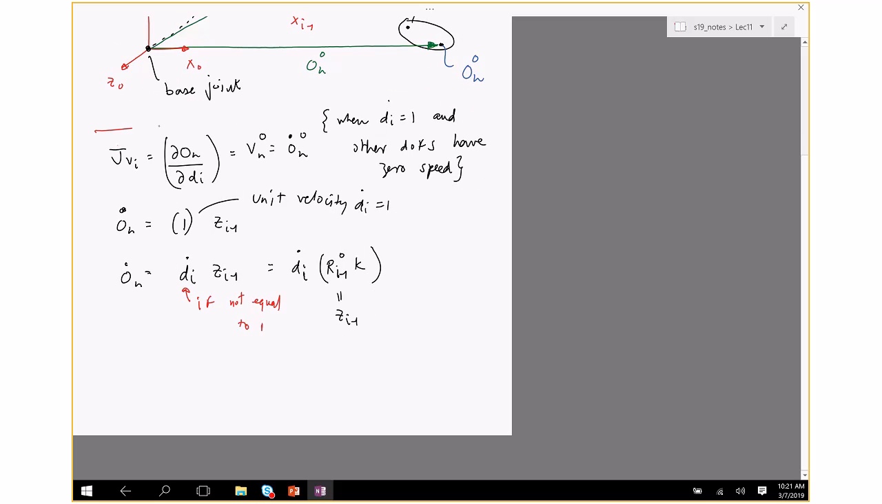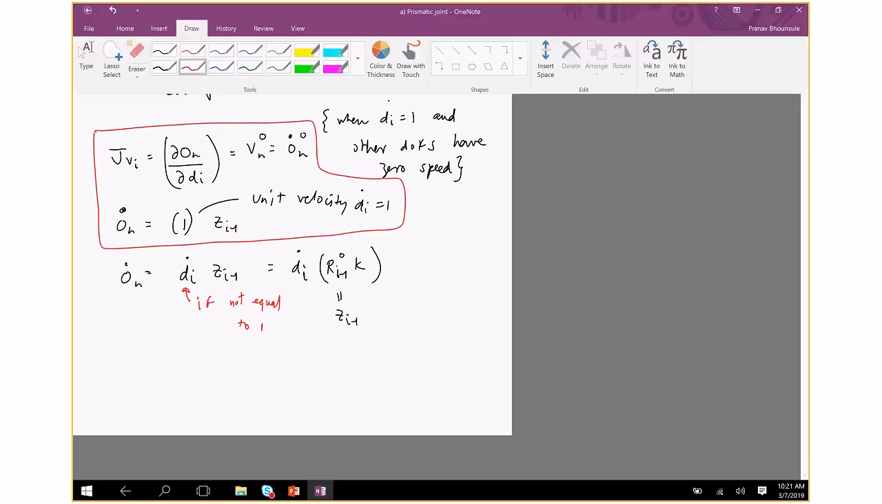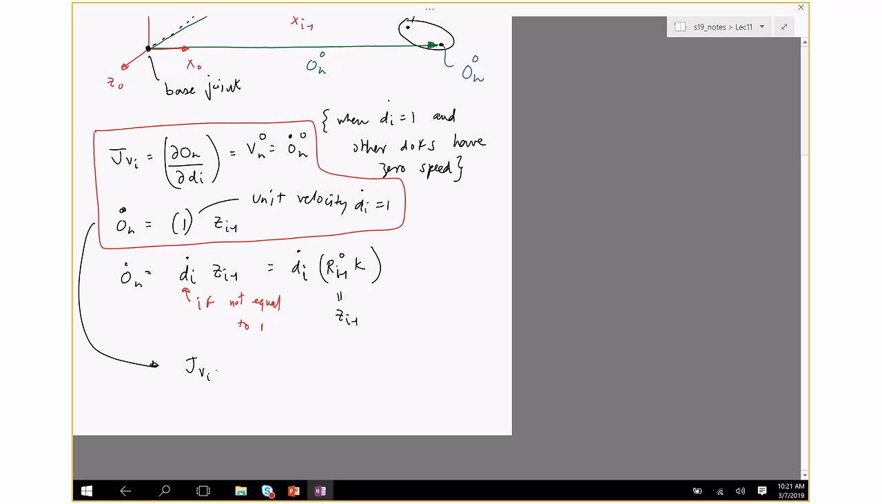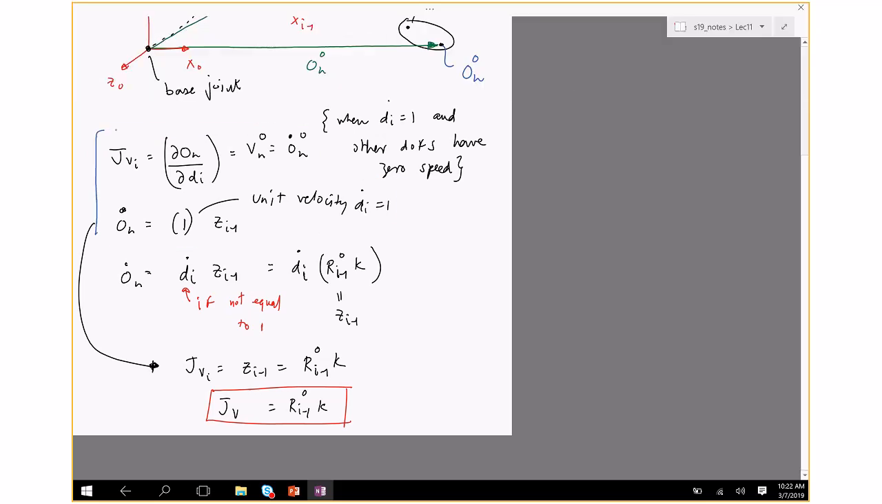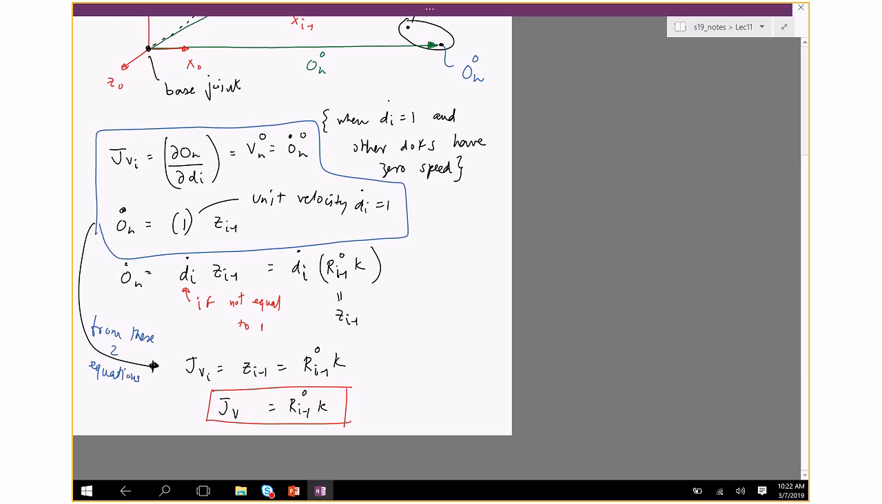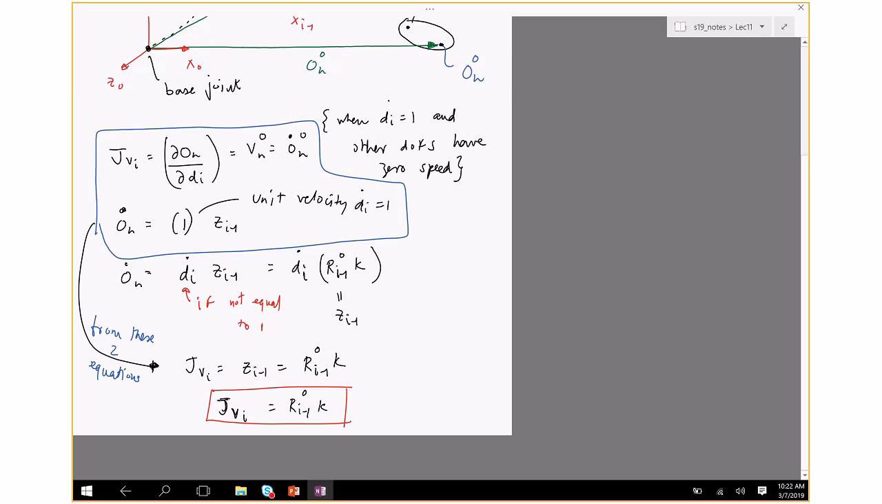Anyway, so from these two expressions, you can write JVI equals ZI minus 1, which is RI minus 1, 0K. So you don't want to remember, you just want to remember this expression. This is all you need. This should be JVI. So JVI, this is for a prismatic joint.